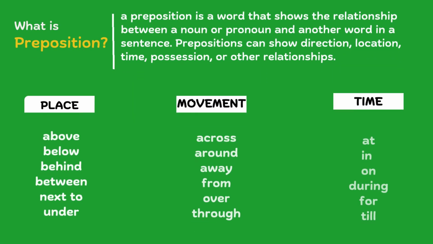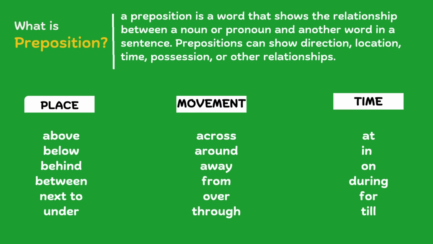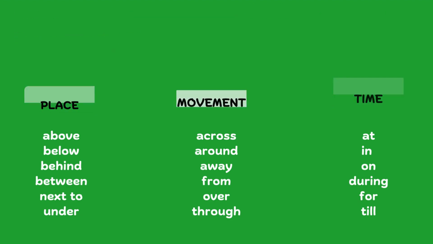Moving on to prepositions. Prepositions illustrate relationships between different words in a sentence. They frequently indicate position, time, or direction. Words such as in, on, and under are prepositions. For instance, the book is on the table.